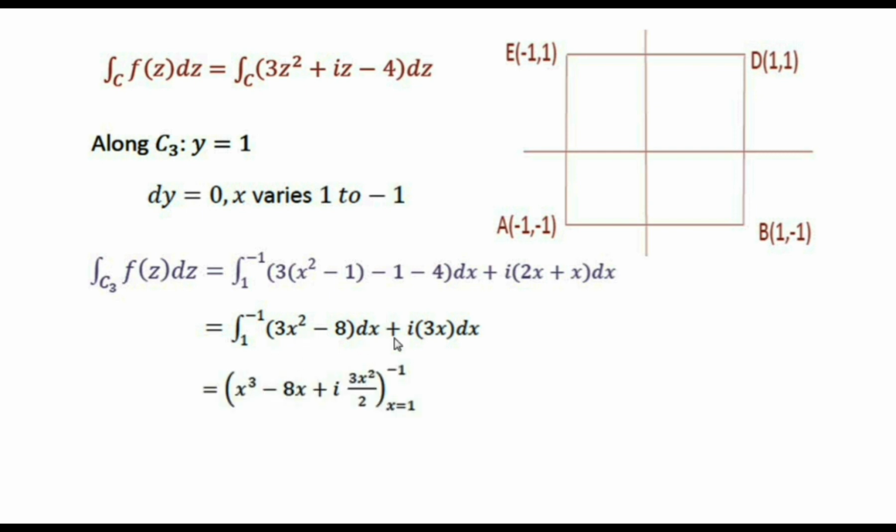Integrate the integrand with respect to x. We have x³ − 8x + i times 3x²/2. Consider the limits between 1 and −1. The upper result is −1 + 8 + 3i/2 minus the lower result, which is 1 − 8 + 3i/2. On simplification, we have obtained 14 as the result of integral over C3 of f(z) dz, where C3 is the line DE.